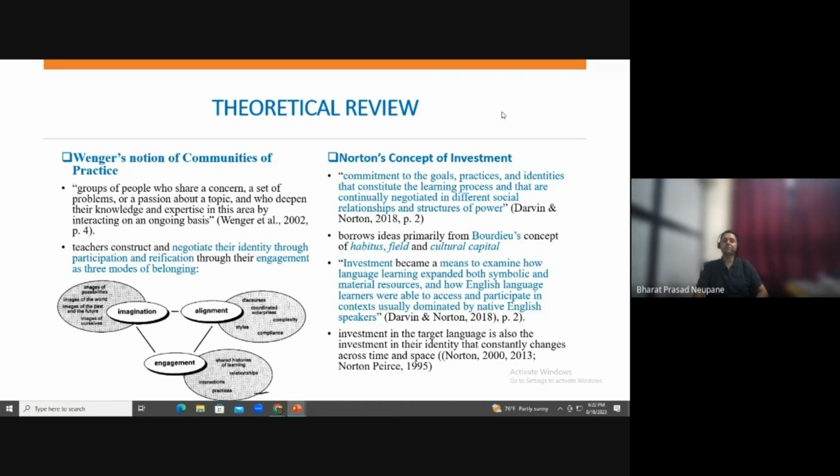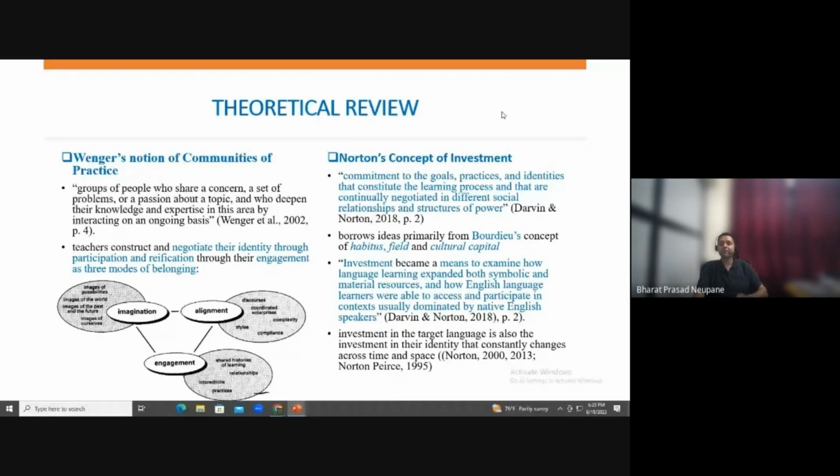And apart from that, another theory, the concept of investment, is also important. Norton defines investment as commitment to the goals, practices, and identities that constitute the learner's learning process and that are continually negotiated in different social relationships and structures of power. And this concept of investment is very important at this juncture for this research, because you may imagine, you may work in a certain environment, you may study in a certain environment, you may have your imagined identity. But if you do not invest in that imagined identity, you cannot construct your identity. So investing is really important.